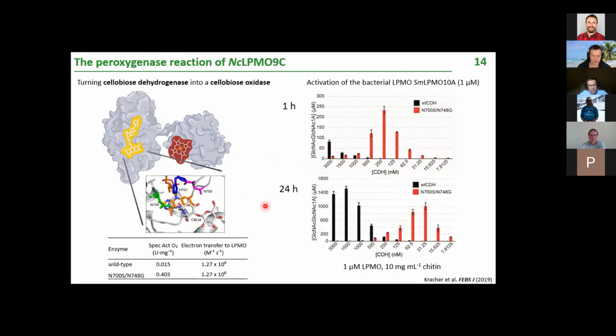And after 24 hours, so your reaction is finished, still a very similar picture is observed. With minute amounts of our variant enzyme, we achieve a very high concentration of product. So if we compare, for instance, here, using 13 nanomolar of the CDH gives us the same product concentration as 1 micromolar of the wild type.